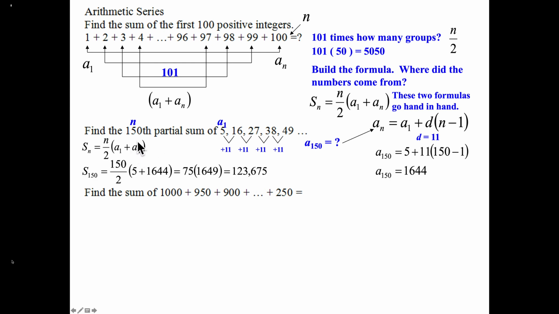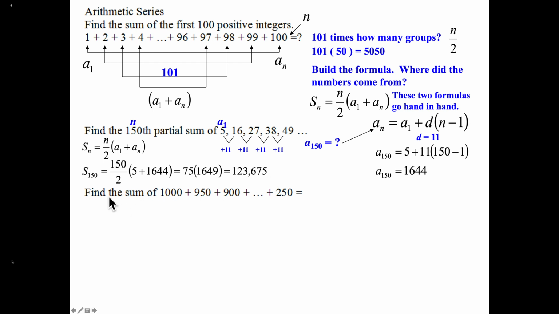Now we know what a sub n is. We do not put 150 for a sub n. You have to find the 150th term. Only the 150 goes in the numerator over 2. Well, 150 divided by 2 is 75. 5 plus 1,644 is 1,649. Multiply those two together. The sum of those 150 first terms is 123,675.